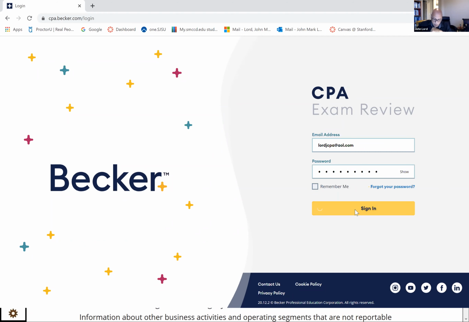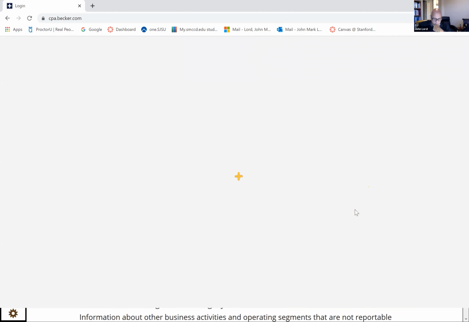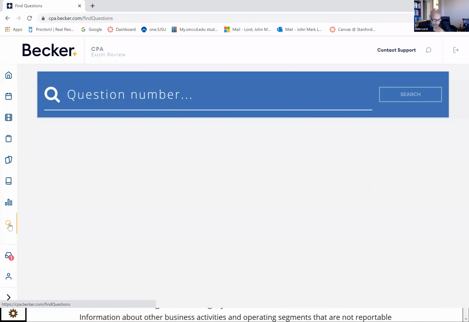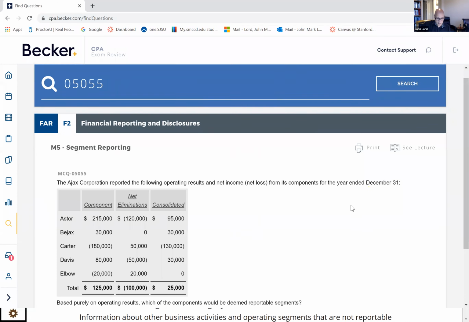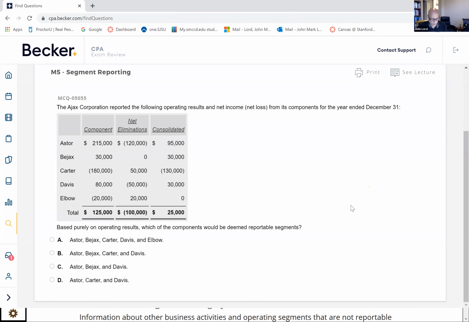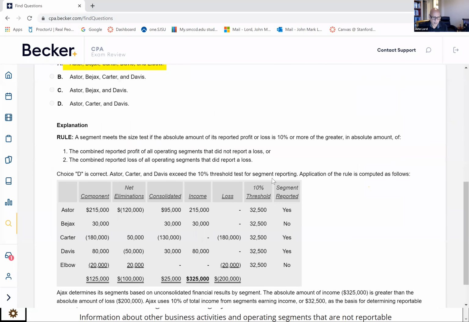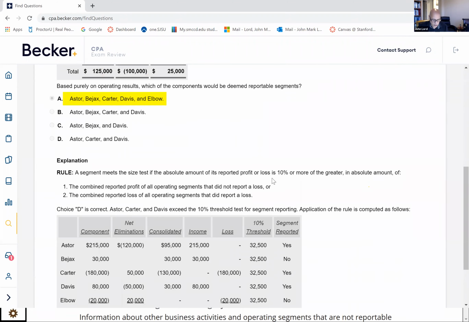Okay, I have to sit here and sign in. I have to go to this little magnifying glass, and I have to type in 0, 5, 0, 5, 5. Is that the number I told you? Okay. Yep. And then here's the question I wanted to show you. I forget the answer, guys, and I don't care. I just wanted to show you the answer. So let's look at this question.